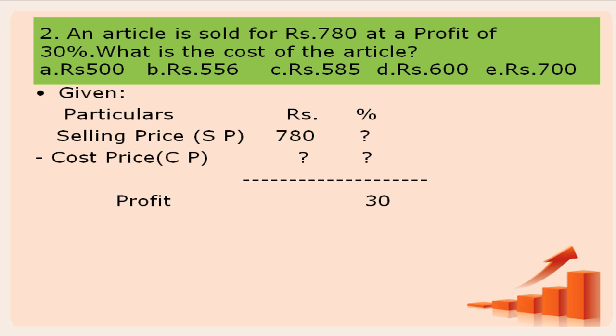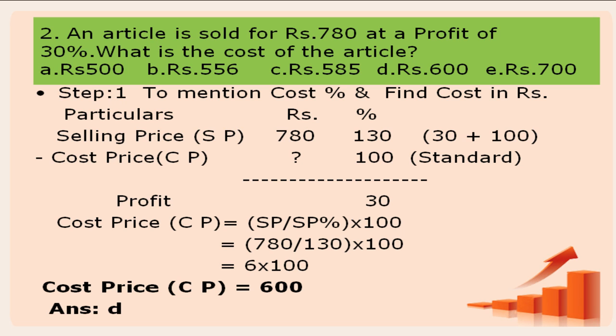An article is sold for rupees 780 at a profit of 30%. What is the cost of the article? The options are A rupees 500, B rupees 556, C rupees 585, D rupees 600 and E rupees 700. Now we are going to write what are all the given information and what we have to find out. The selling price in rupees is 780 and profit percentage is given as 30%. We have to calculate the cost price in rupees. So we are going for the next step.